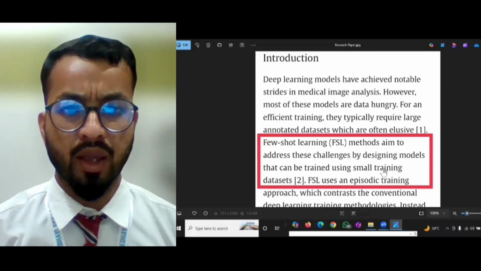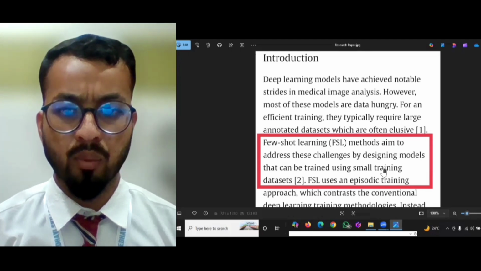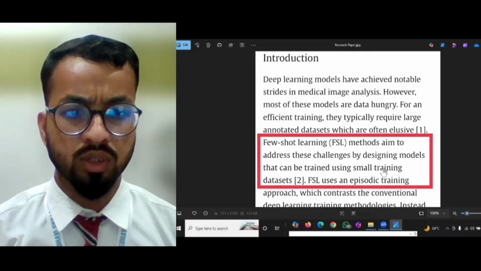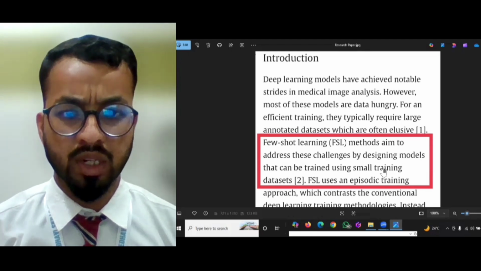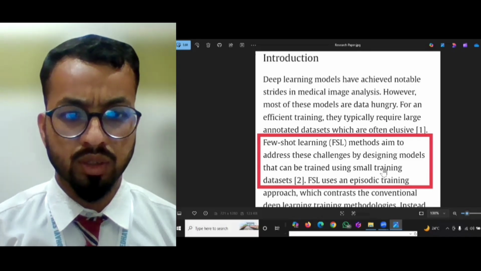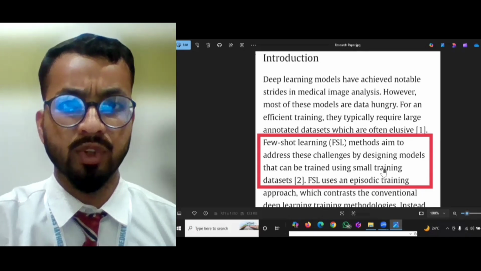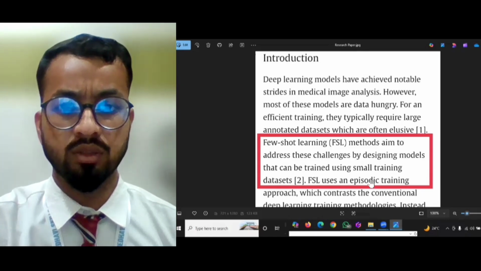Now let's look at the highlighted portion of the research paper. I am sharing the screen. Few-shot learning (FSL) methods aim to address these challenges by designing models that can be trained using a small training dataset. Now I am stopping sharing my screen.